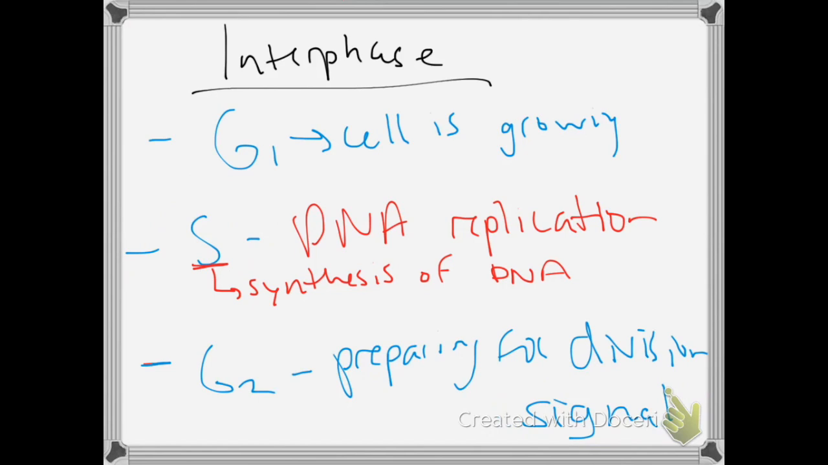So interphase is made up of three parts: G1, S, G2. As I said before, in G1 the cell is just growing, making proteins, making energy, doing whatever it does. S phase is DNA replication. S stands for synthesis of DNA. G2 is preparing for division, just waiting for the signal.